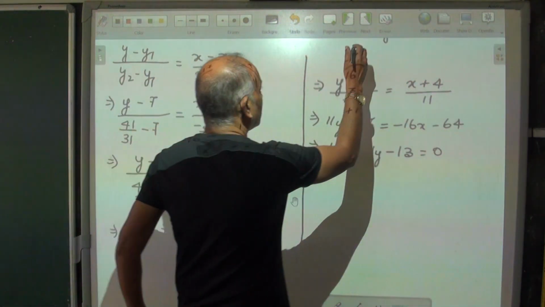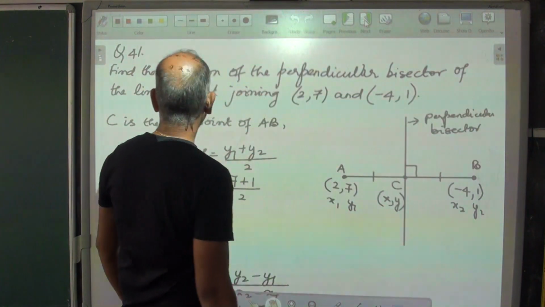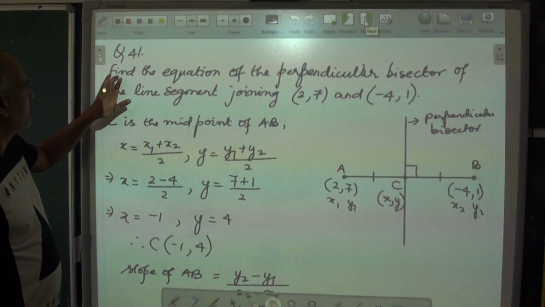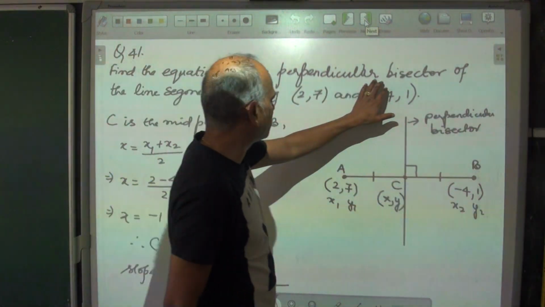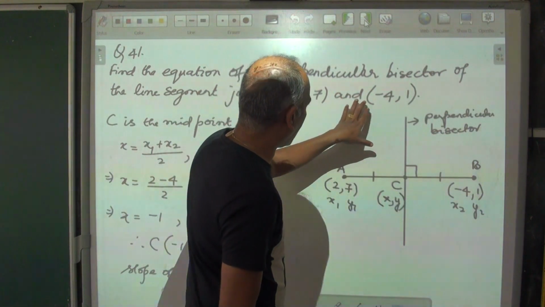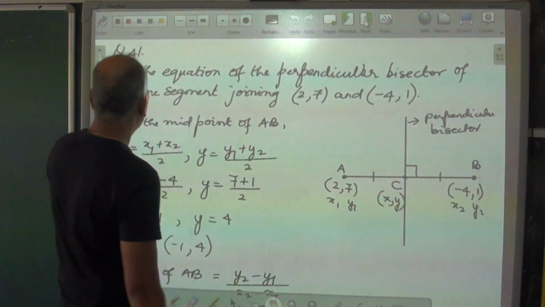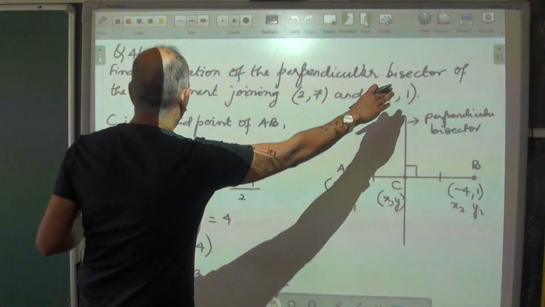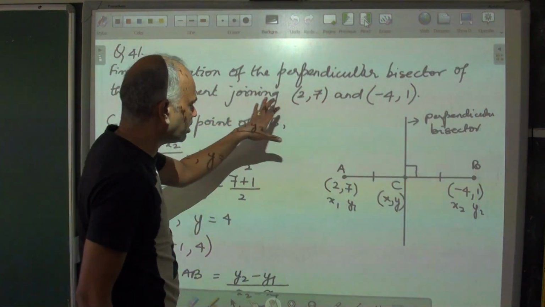Next. Question number 41. Find the equation of the perpendicular bisector of the line segment joining 2, 7 and minus 4, 1. Find the equation of the perpendicular bisector. We'll come to that later. Of the line segment joining these 2 points.